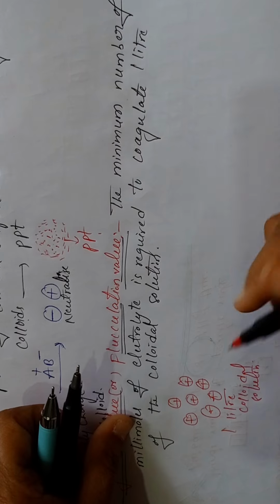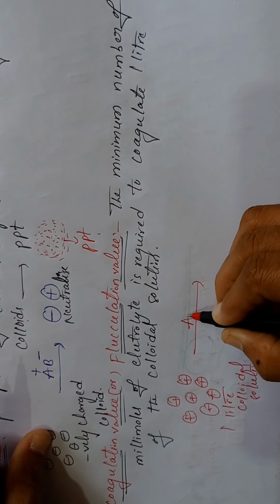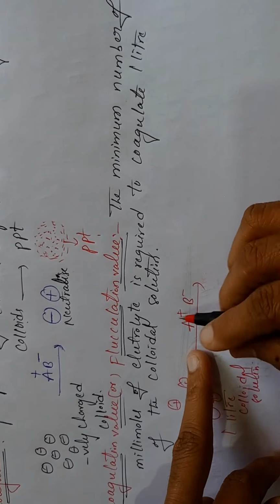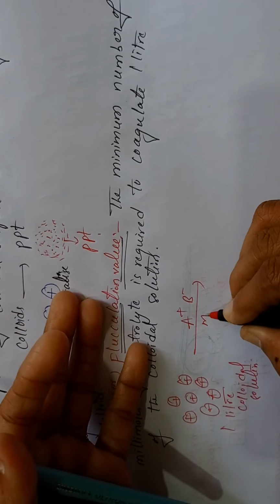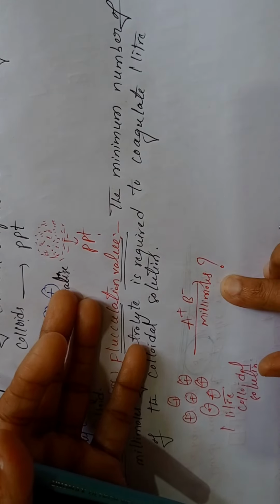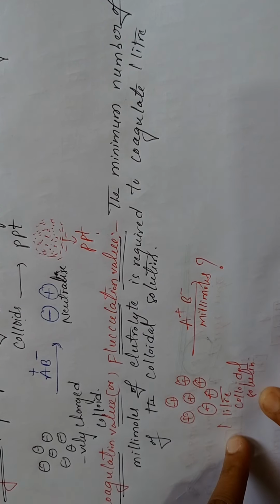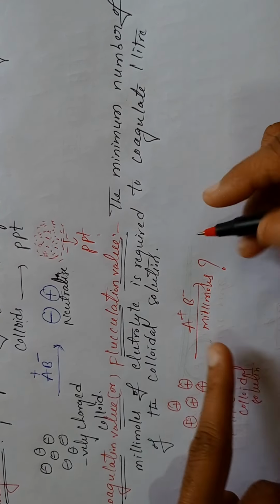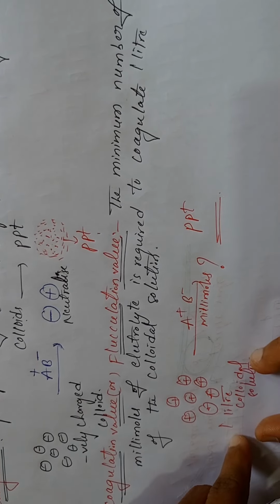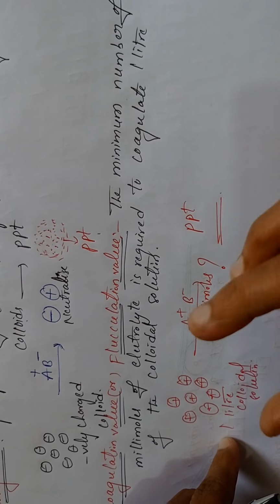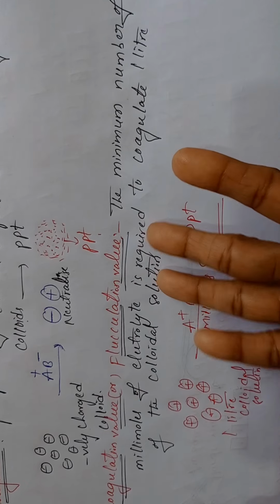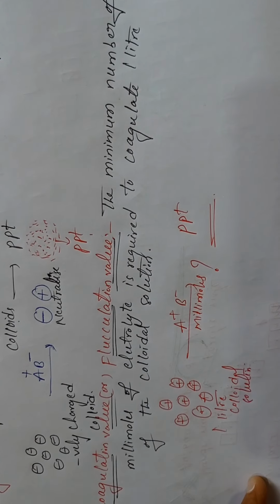to convert into precipitate. Here, electrolyte A plus B minus I am taking. So how much amount of electrolyte? That means here it is in millimoles. How many millimoles of electrolyte is required to coagulate, means to convert the colloid into precipitate? Are you clear on this? 1 liter of the colloidal solution to convert into precipitate, how many millimoles of electrolyte is required? That is nothing but coagulation value. Clear, students? Coagulation value.